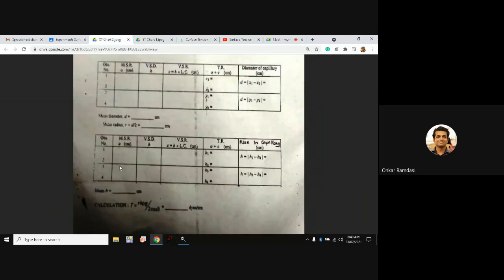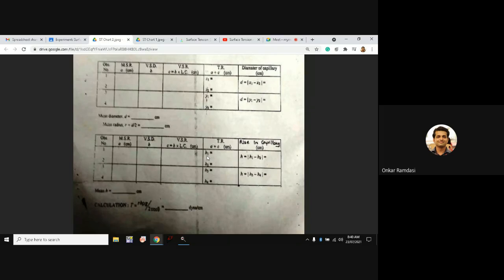The main scale reading we know is 6.35. Now look at the chart which I am explaining. 6.35, vernier scale reading is 30. Final reading is 6.35 plus 30 into 0.001 centimeter. That will give me the total reading, and this is H1, the height rise as H1.